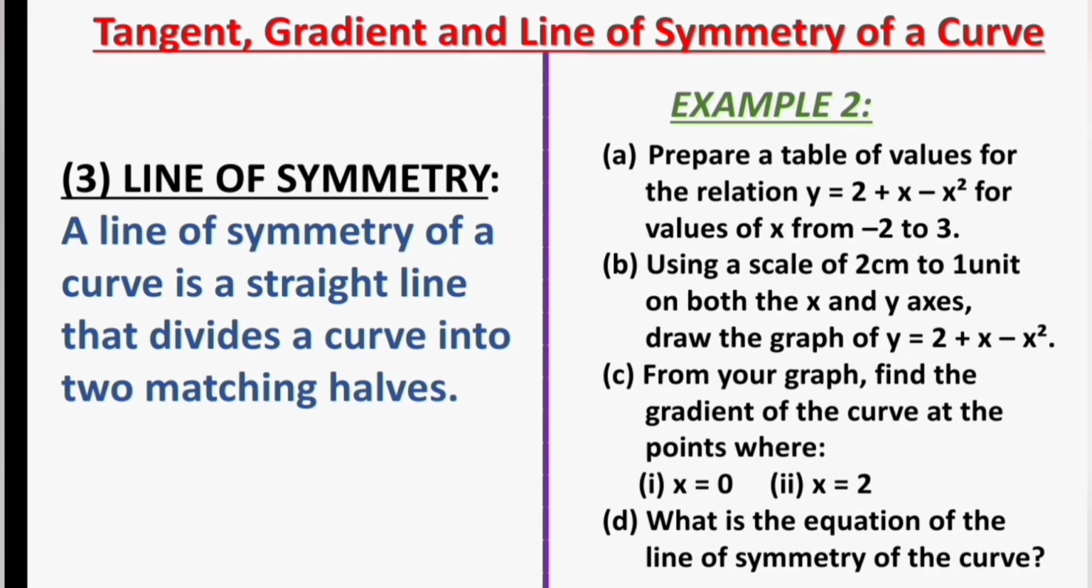Question C. From your graph, find the gradient of the curve at the point where 1. x is equal to 0, 2. x is equal to 2. Question D. What is the equation of the line of symmetry of the curve? Let's see the solution to example 2.